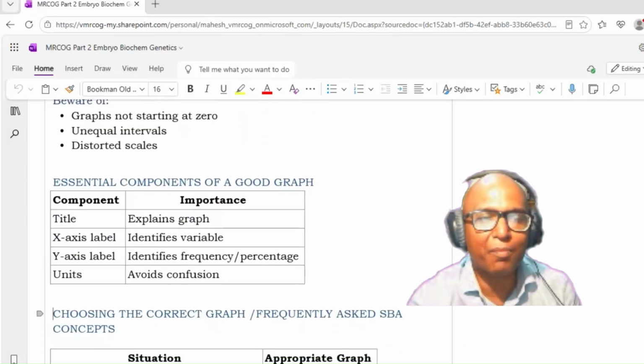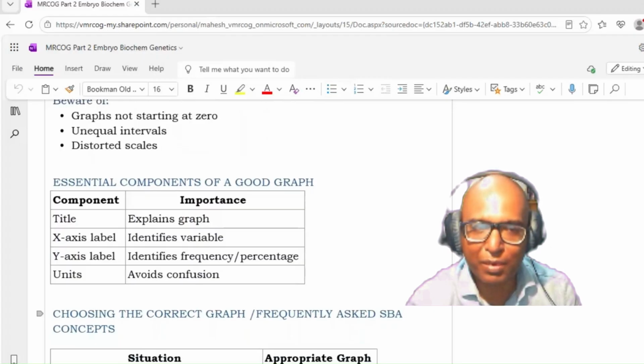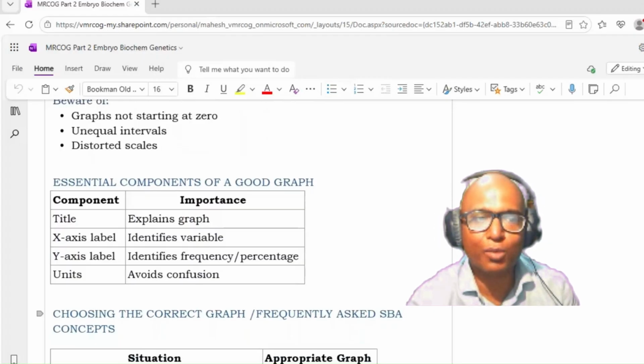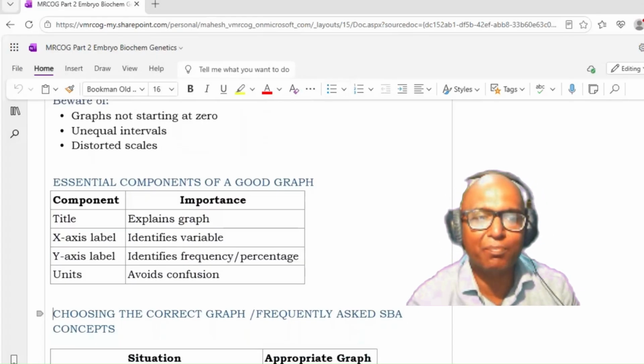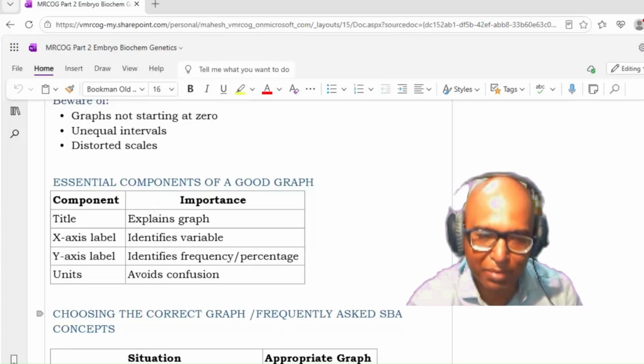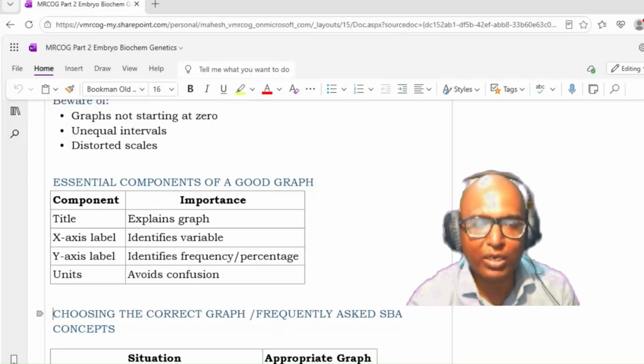So an essential component of a good graph is that the graph should have a title. It explains the graph. Then the x-axis should be labeled, that identifies the variable on the x-axis. The Y-axis label will identify the frequency or the percentage, and the unit will avoid the confusion.